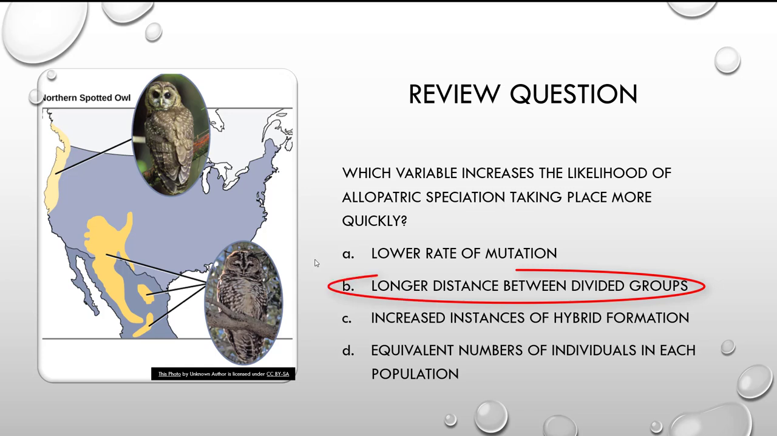If you said B, I would agree with you. Longer distances between divided groups. The further away you are from each other, the more reproductively isolated you are from each other, the less likely gene flow takes place. So if you have no gene flow, that means that the populations are going to be isolated from each other. Natural selection will act on each population independently. And so that means that they will evolve independently from each other. And so allopatric speciation is more likely to take place quickly, okay, or quicker than the others. All right, so B is the correct answer.